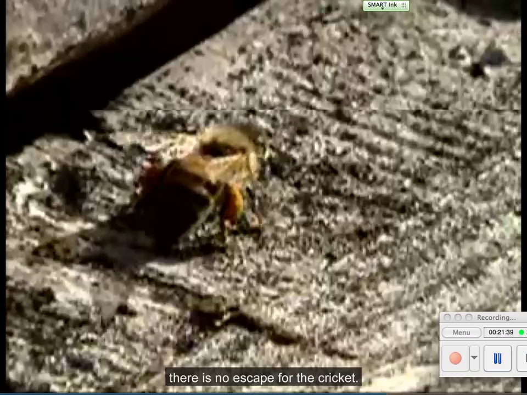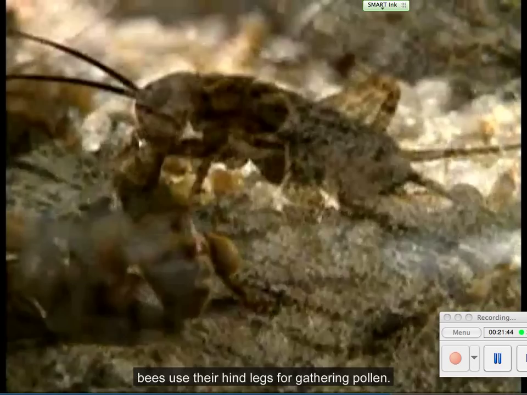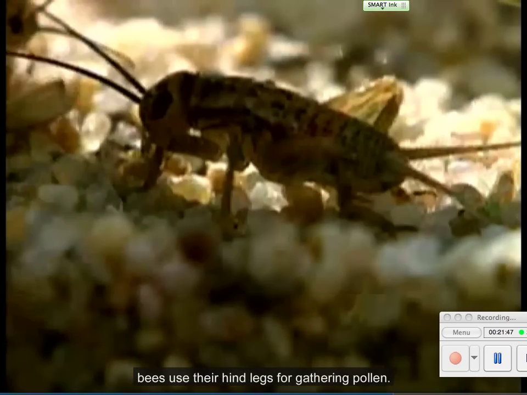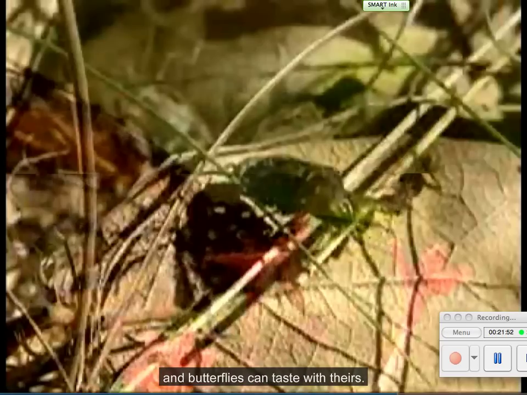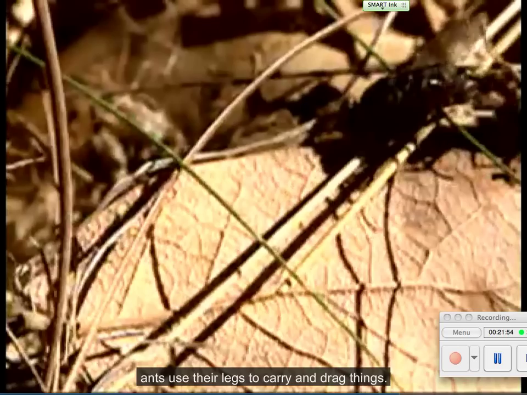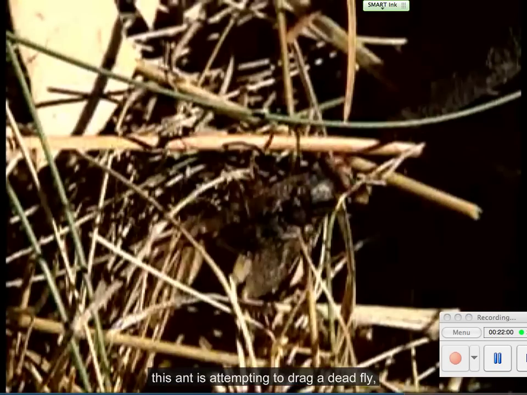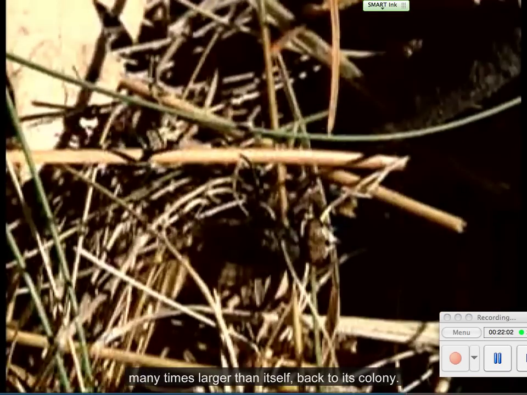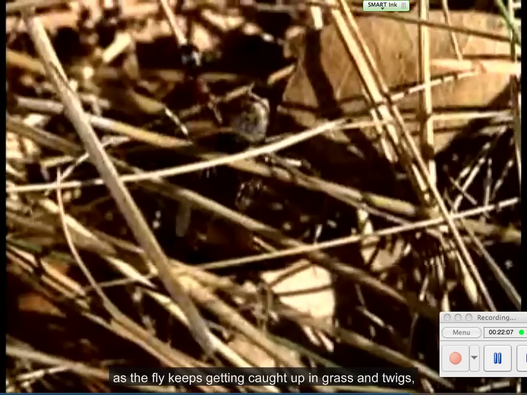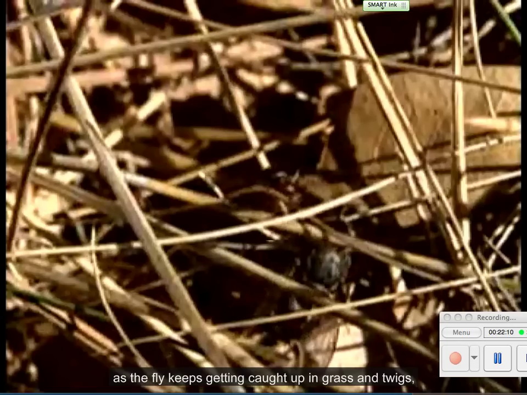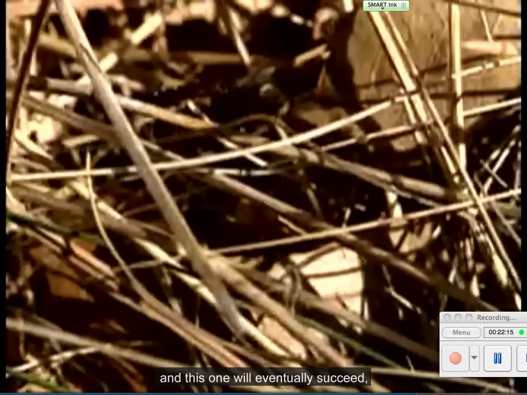Insect legs are used in many ways. Bees use their hind legs for gathering pollen. Crickets can hear with their legs, and butterflies can taste with theirs. Ants use their legs to carry and drag things. This ant is attempting to drag a dead fly, many times larger than itself, back to its colony. It's quite a struggle, as the fly keeps getting caught up in grass and twigs. But ants are persistent, and this one will eventually succeed, dragging the fly dozens of feet.